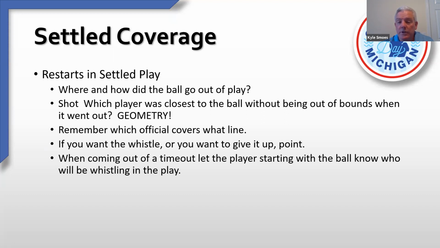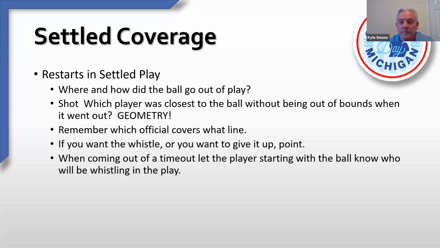Sometimes you have situations where you want to give that whistle up, maybe if you're the trail and it went down right off the GLE, and my lead official is going to be outside the box anyway because he doesn't want to be in the way of play restarting, and you may have him restart it. If that's the case, just like in a lot of other sports, if you want the whistle, point to yourself. If you want to give it to your partner and say, no, I'd rather have you restart, make sure you're pointing to him so everyone knows who's going to restart that.